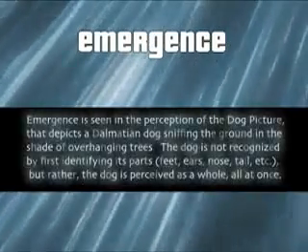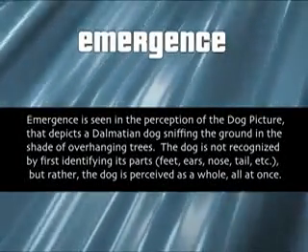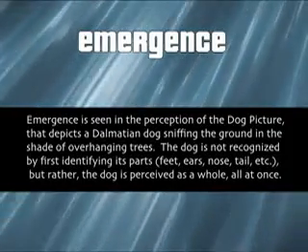Emergence is seen in the perception of the dog picture that depicts a Dalmatian dog sniffing the ground in the shade of overhanging trees. The dog is not recognized by first identifying its parts, feet, ears, nose, tail, etc., but rather the dog is perceived as a whole, and all at once.